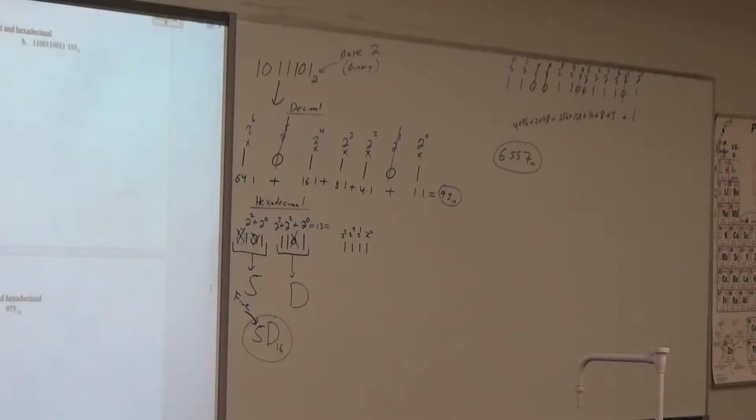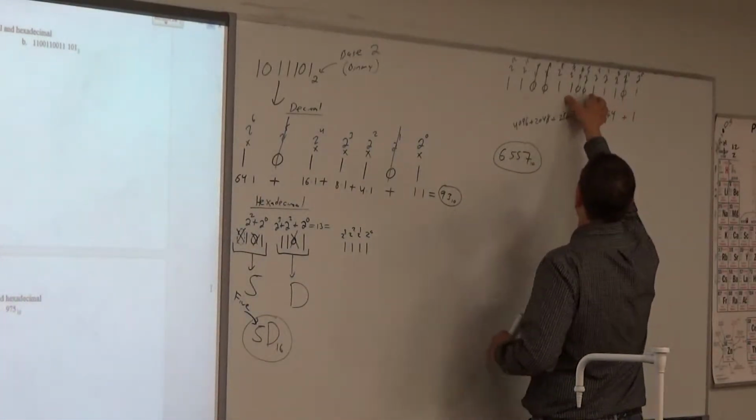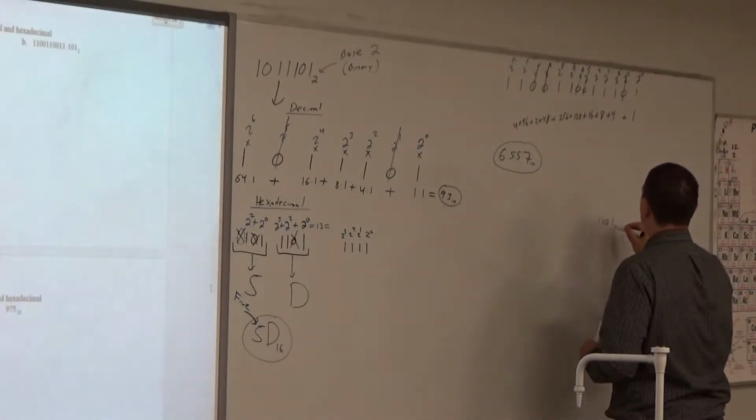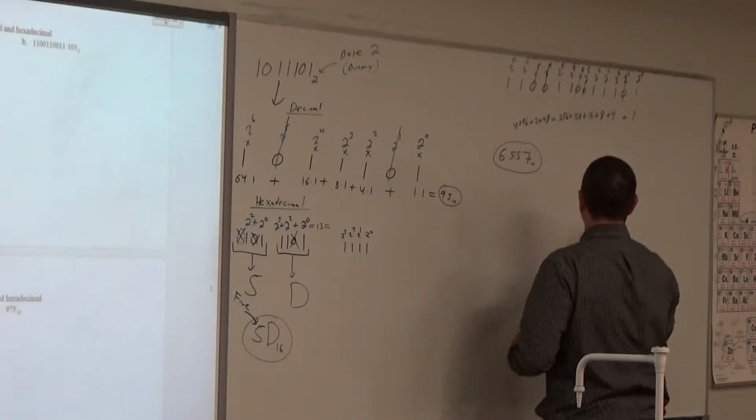Okay, so that's the decimal version of this. Let's get the hex version. All I'm going to do is chunk it out, starting from the right, with 4s. So I'm going to have a chunk of 1101. I'm going to have a chunk of 1001.